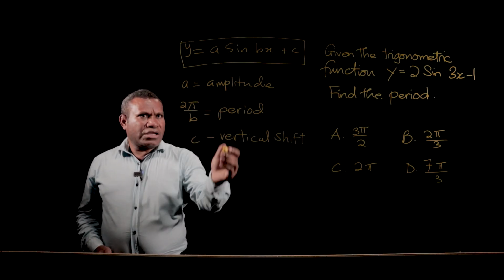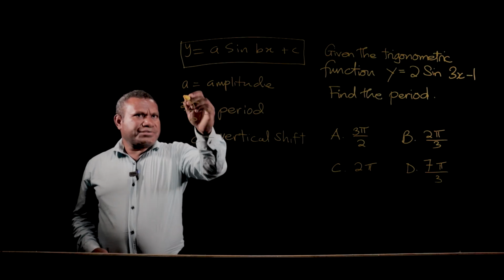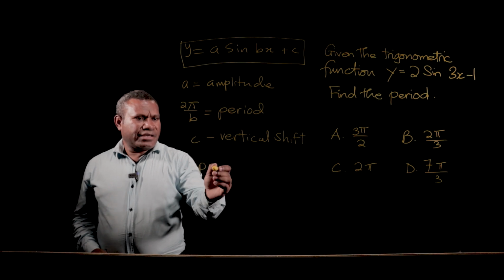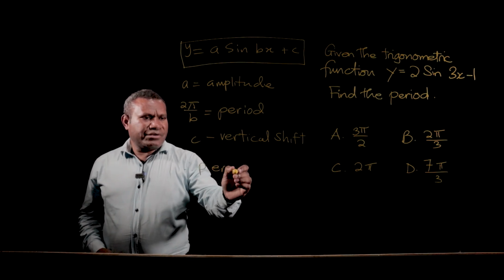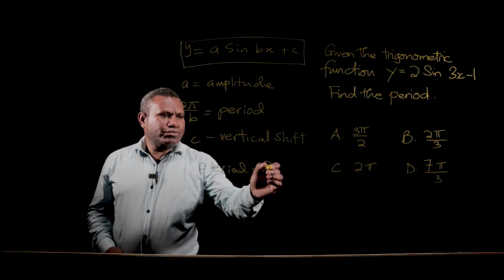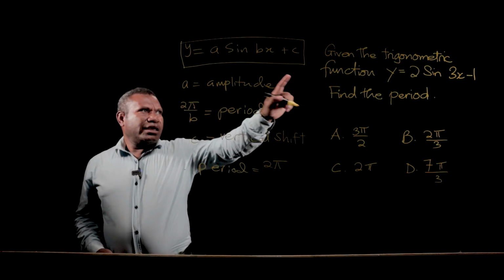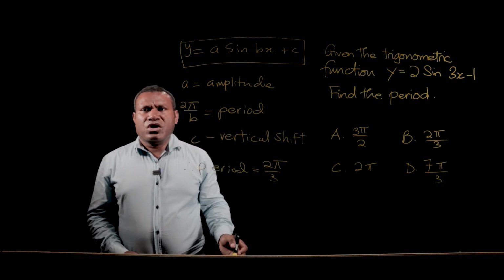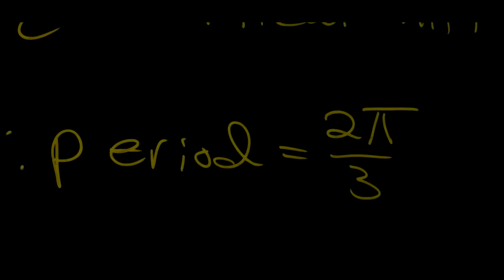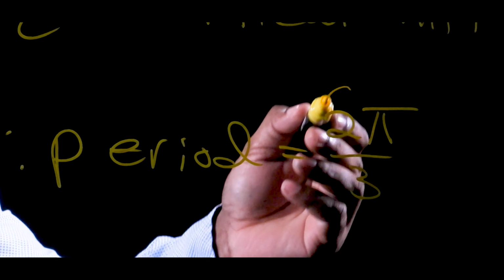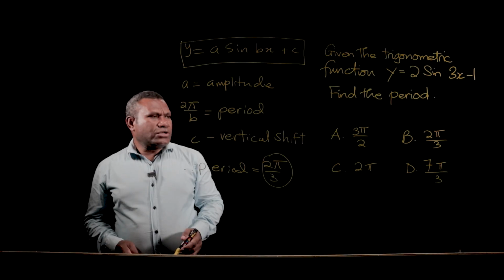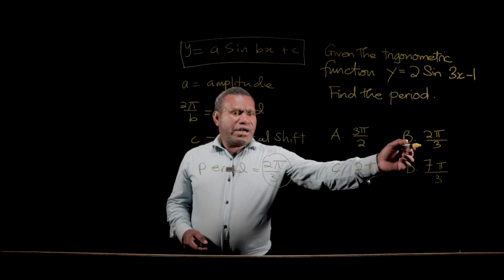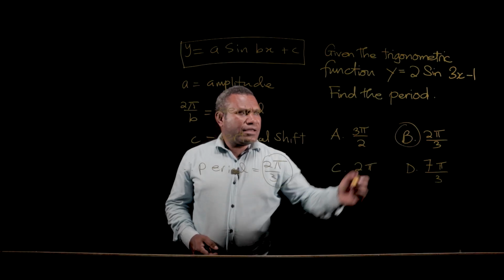Given this expression for the period, our period will be equal to 2 pi divided by b. In this question, the value for b is 3. So therefore, the period is equal to 2 pi on 3. So our correct answer is 2 pi on 3 here.